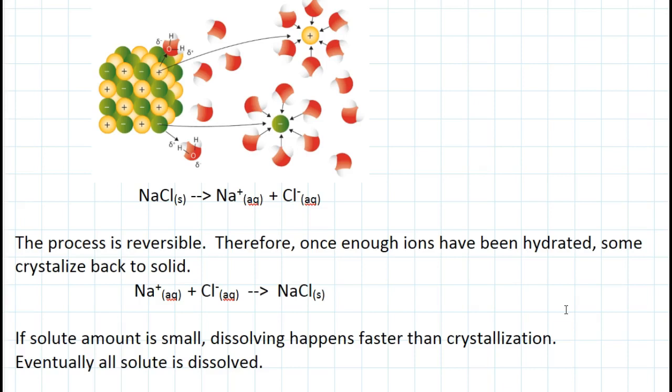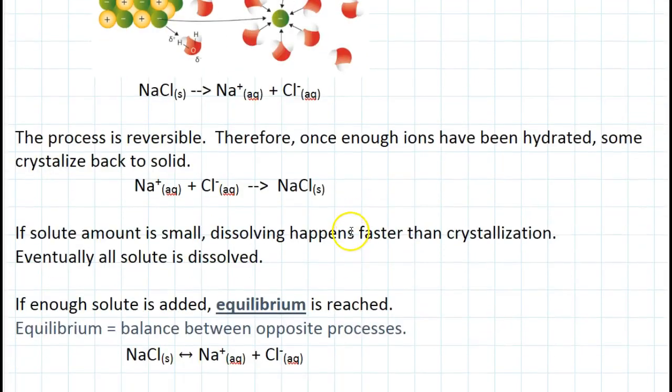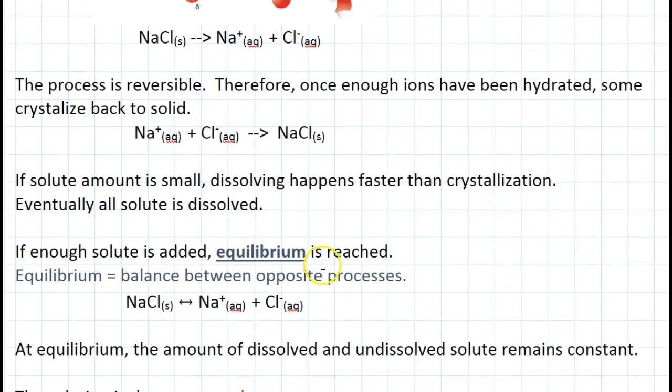And so eventually, all the solute's going to be dissolved because you have one process, the dissolving up here, happening a lot faster than the reverse process, which would be the crystallization, shown down here. I don't have a picture of crystallization, but it's just the opposite, arrows going in the other direction. So eventually, it becomes all dissolved.